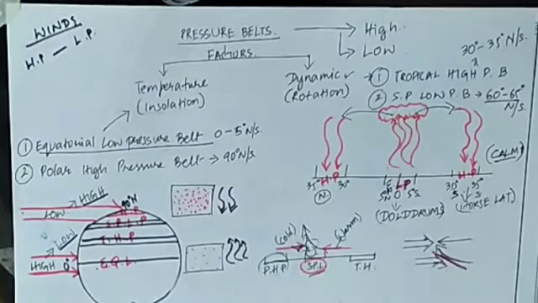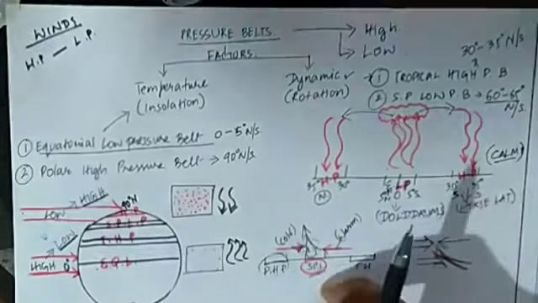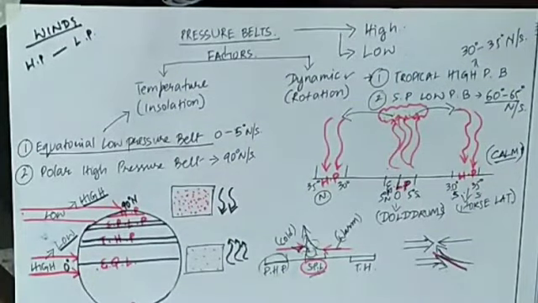Okay, so both the winds in these areas are colliding with each other, which will lead to the upward movement of the air. As a consequence, the subpolar low pressure belt is formed. Okay, students.